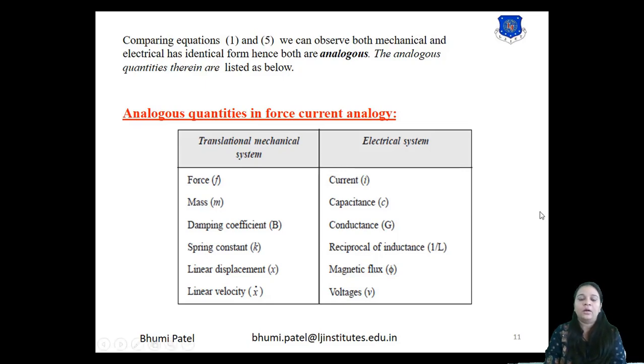Force will be directly equivalent to current. Mass is equivalent to capacitance. Damping coefficient is equivalent to conductance G. Spring constant K is equivalent to the reciprocal of inductance, that means 1 by L. Linear displacement X is equivalent to magnetic flux phi, and linear velocity X dot is equivalent to voltage V. So these are the analogy quantities in the force current analogy.